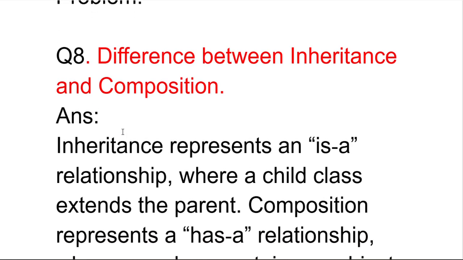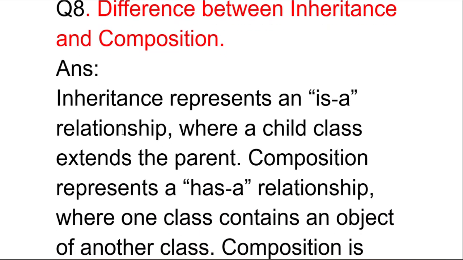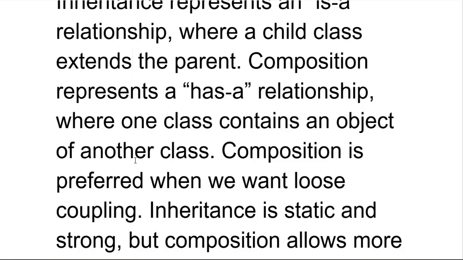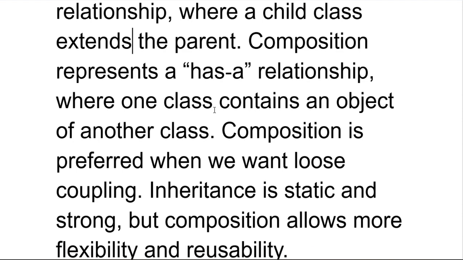Difference between inheritance and composition. Inheritance represents an is-a relationship where the child class extends the parent. In inheritance, we use the extends keyword. And for interfaces, we use the interface keyword. Okay, composition represents a has-a relationship where one class contains an object of another class.